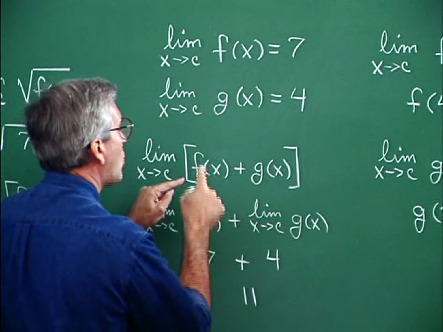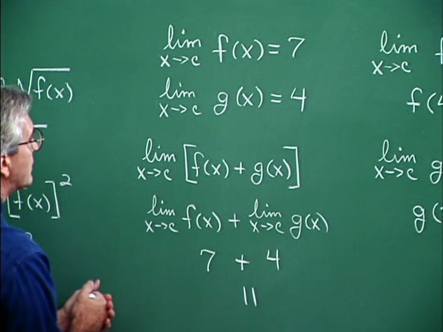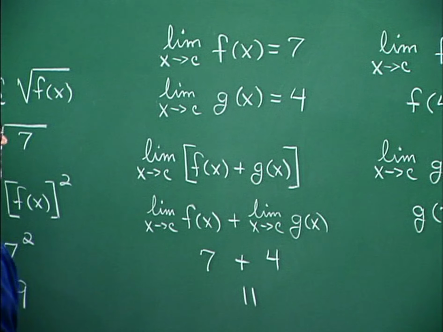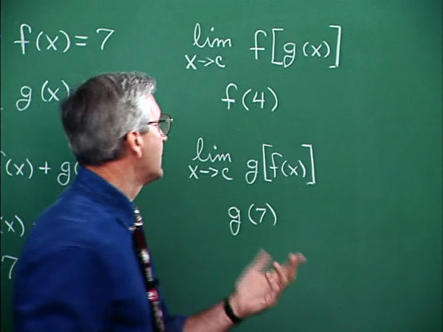If it was f of x over g of x, it would be 7 divided by 4, 7 over 4, you see, for the result. Now, what about the composition? Well, that too is no big deal.